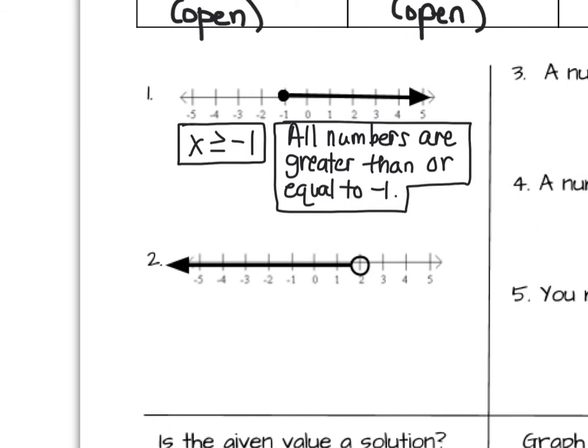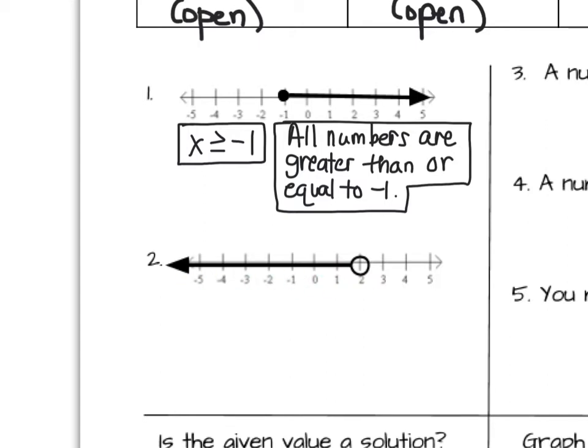So now let's write an inequality for problem number 2. On problem number 2, all the numbers to the left of positive 2 are shaded, and then 2 has an open circle, so 2 cannot be a possible solution, but all the numbers less than that, including all the numbers in between 1 and 2, like 1.1, 1.2, 1.3, etc., all of those are shaded.